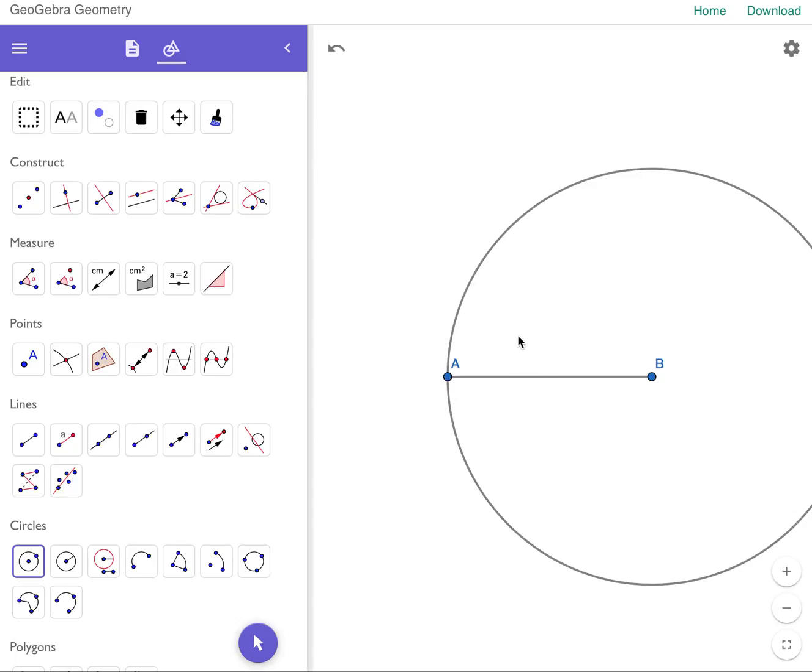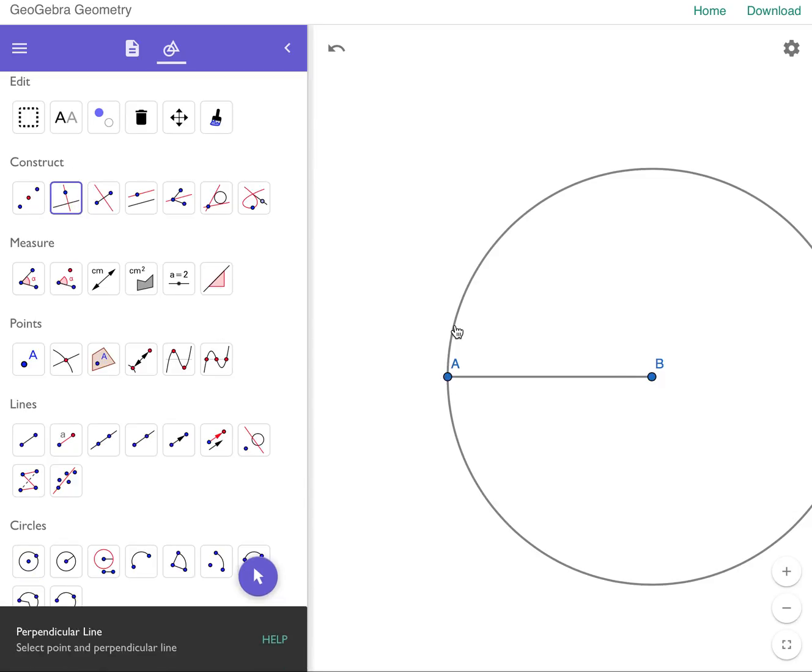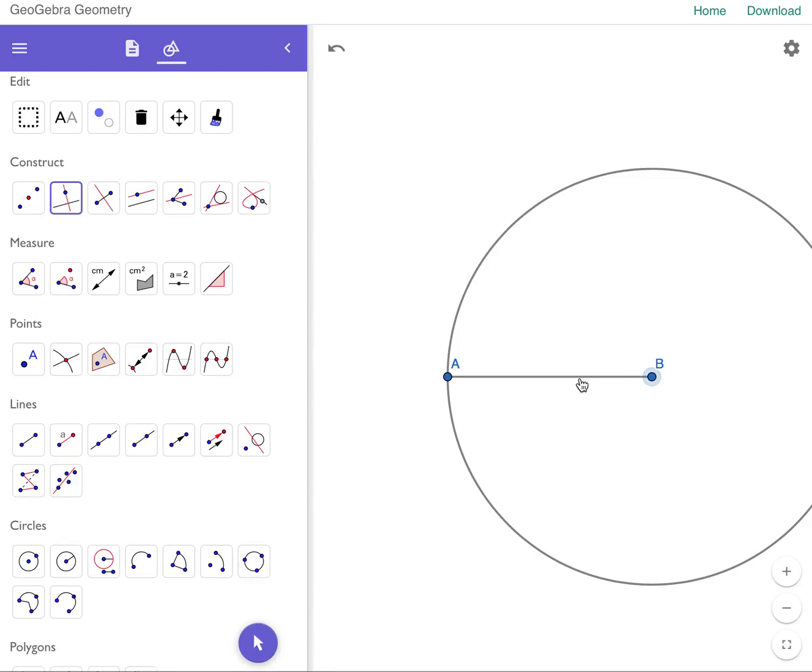Now what we can do is we can also create the perpendicular line that goes through point B, perpendicular to point A. And this point right here, where those two intersect, is going to be the same distance to B as B is to A, and it will also be perpendicular to segment AB.